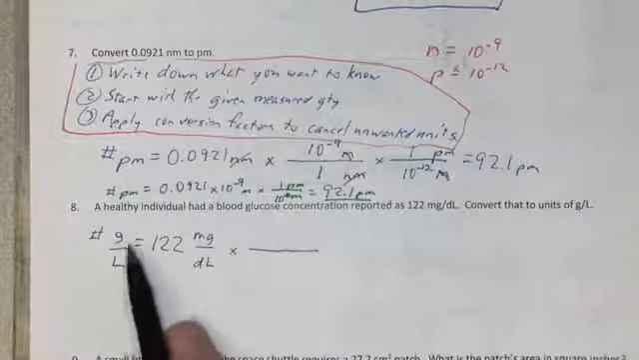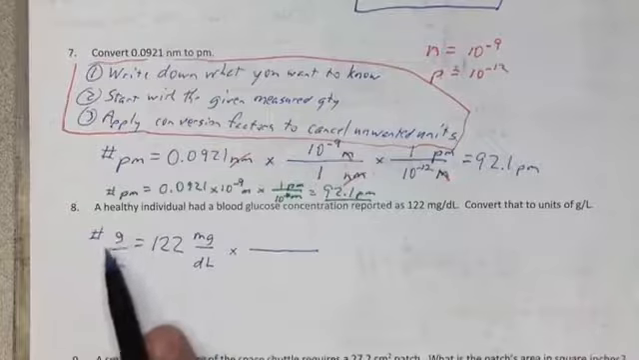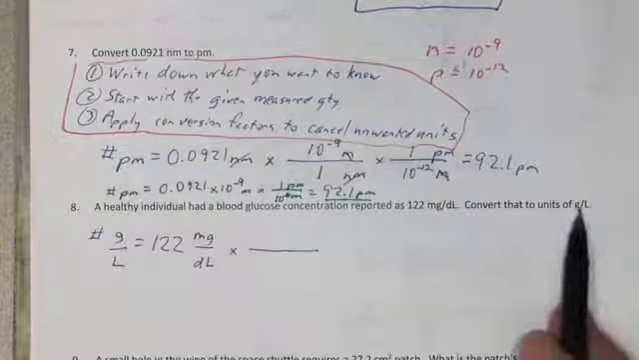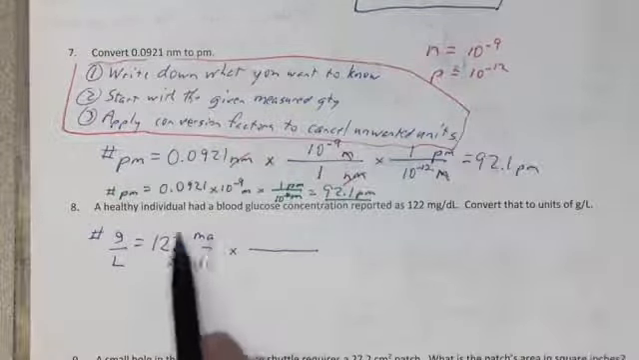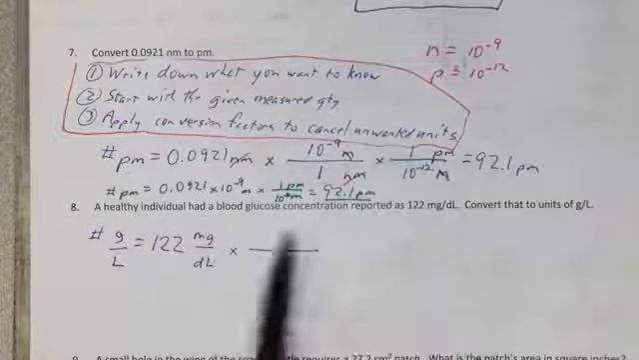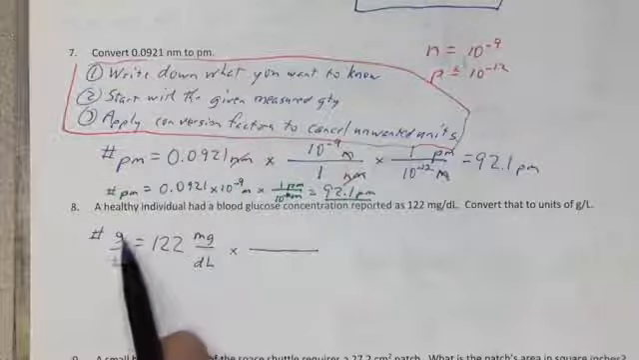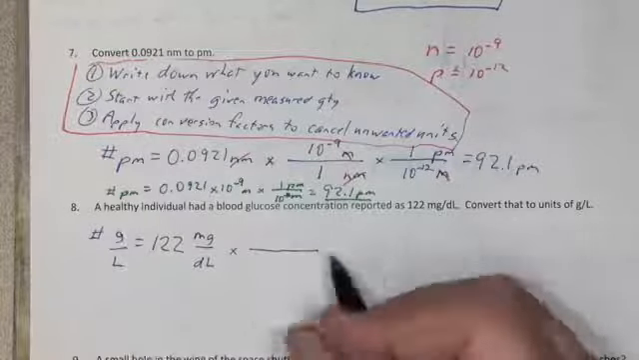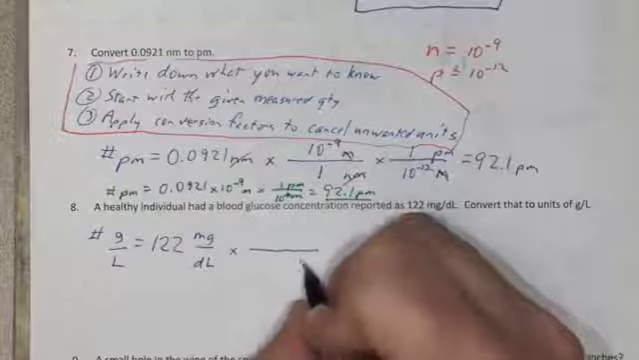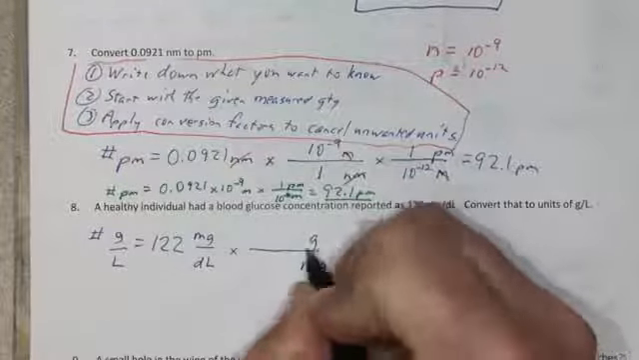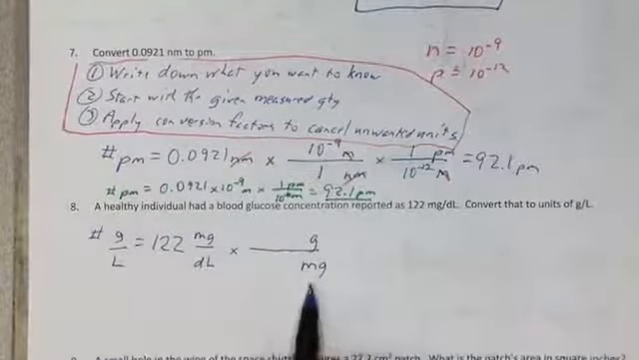So number 1, write down what you want to know. All I mean is write the number sign and the unit you're looking for. I'm looking for grams per liter. Number 2, start with the given measured quantity. Write the entire quantity, including the unit. Number 3, apply conversion factor. So let's focus on milligrams first. I don't want it in milligrams. I want it in grams. And so I'm going to put in the denominator milligrams to grams. Now, you have to memorize the table of metric prefixes.